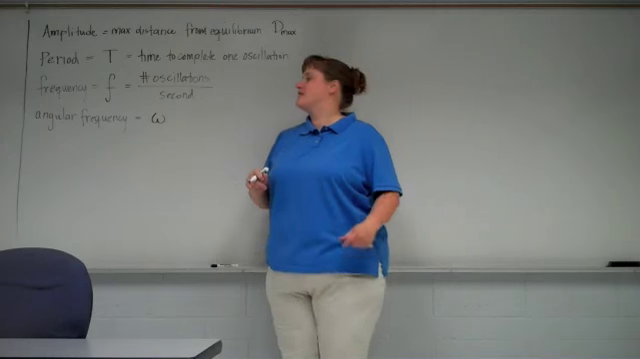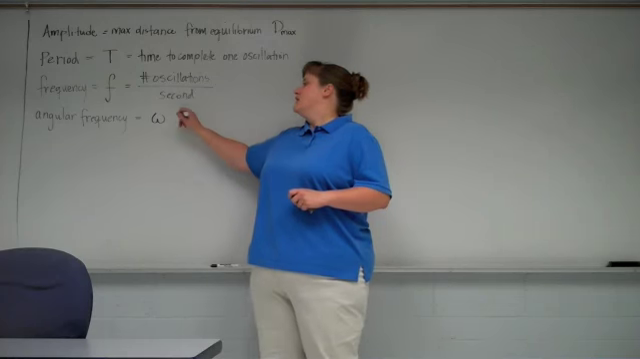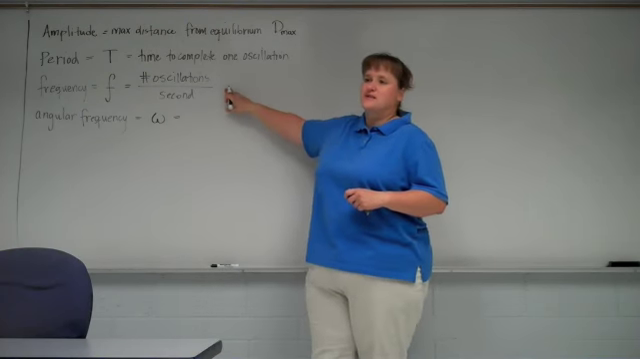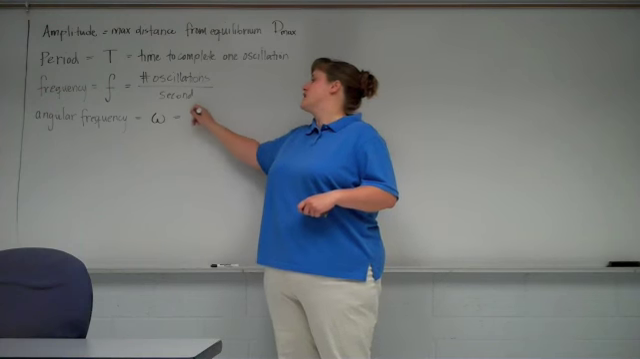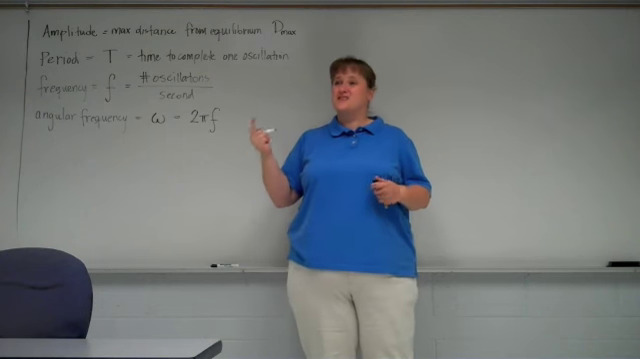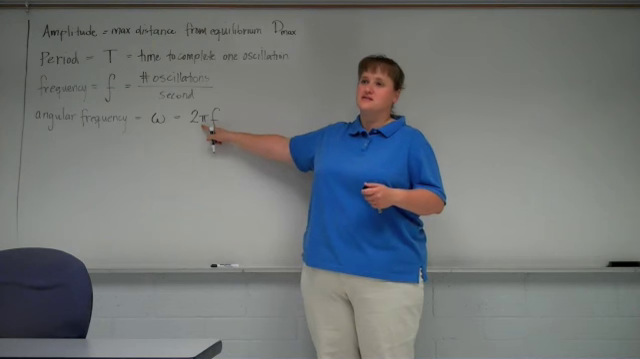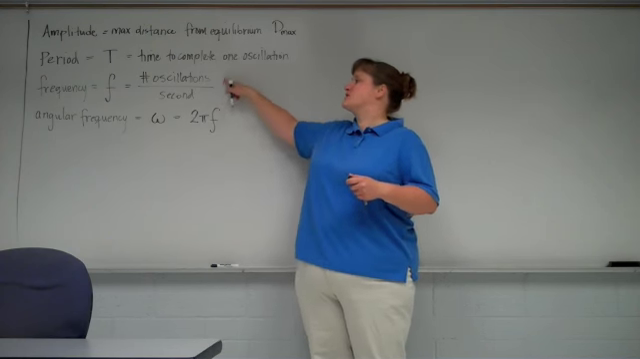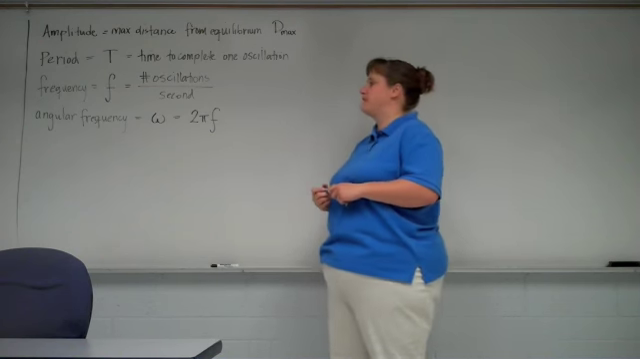The symbol for angular frequency is omega, the Greek letter. It's simply taking frequency and putting it in terms of radians per second as opposed to oscillations per second. So, one oscillation is equivalent to, say, a full circle. A full circle has 2 pi radians. So all we need to do is multiply this number by 2 pi, and we now have units of radians per second. Okay.